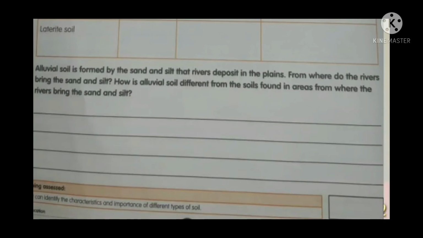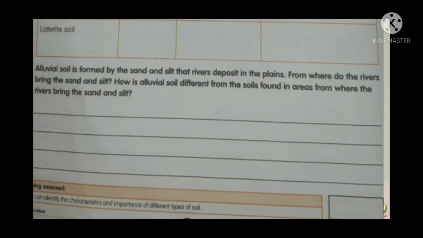Okay. Then second question, alluvial soil is formed by the sand and silt that rivers deposit in the plains. From where do the rivers bring the sand and silt? From the mountain. Most of the rivers originate from mountains. So rivers bring the sand and silt from the mountain. You have to write that rivers bring the sand and silt from the mountain.